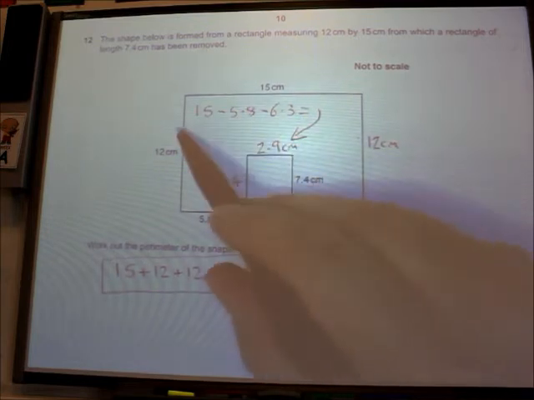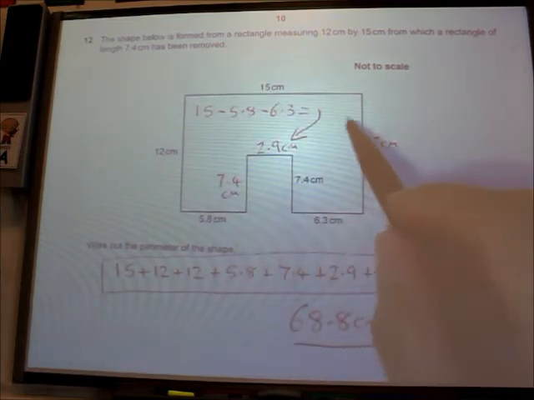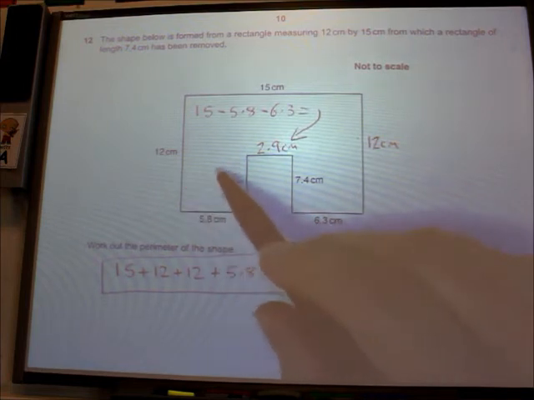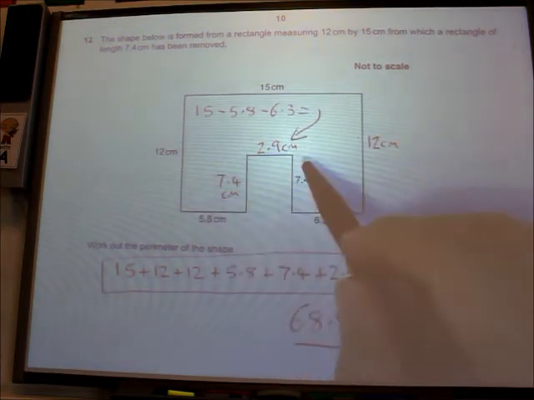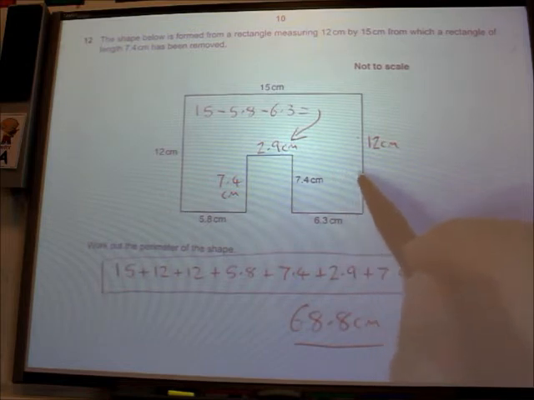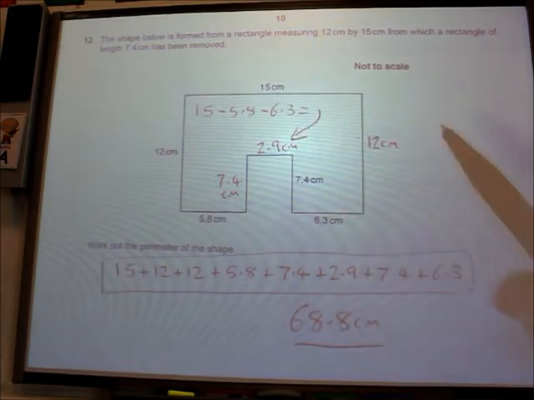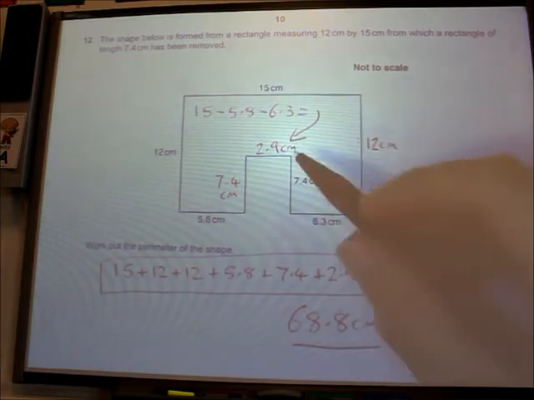Okay, the whole width is 15 centimetres, and you see there. So if we take away this bit, which is 5.8, and if we take away this bit here, which is 6.3, you'll see my calculations there, it leaves you with 2.9 centimetres. So that means it's 2.9.